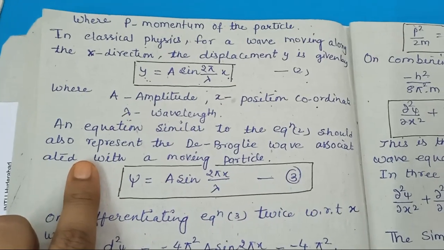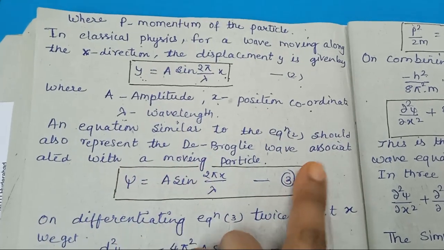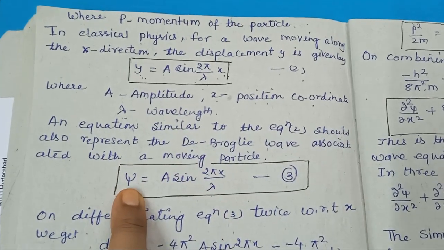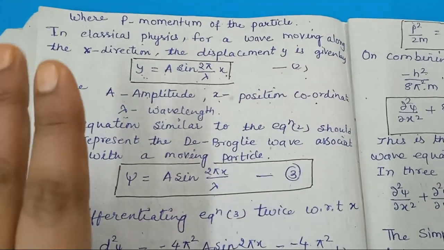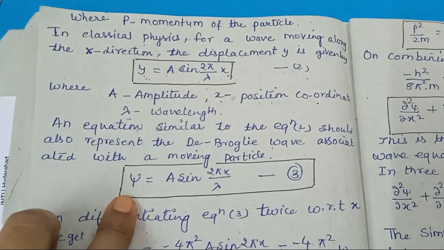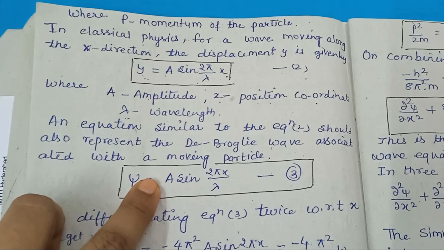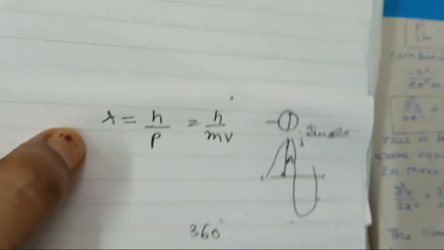An equation similar to equation 2: for de Broglie's wavelength, we can write psi equal to a sine 2 pi x upon lambda. Yesterday I told you about the wave function, which can be written in the form of sine. This is equation number 3, similar to equation number 2, and we have equation number 1.